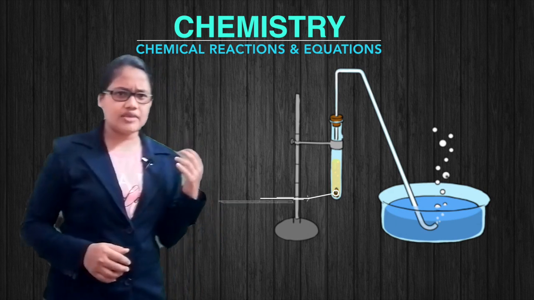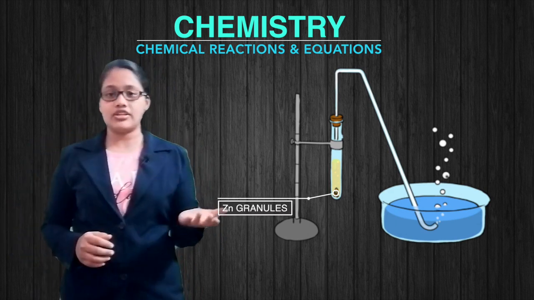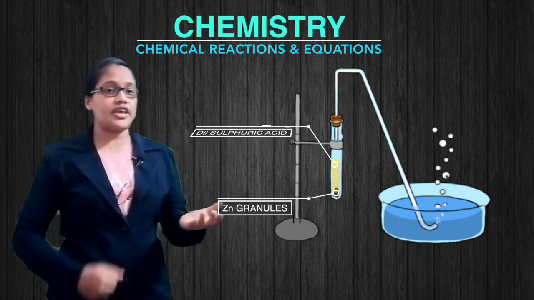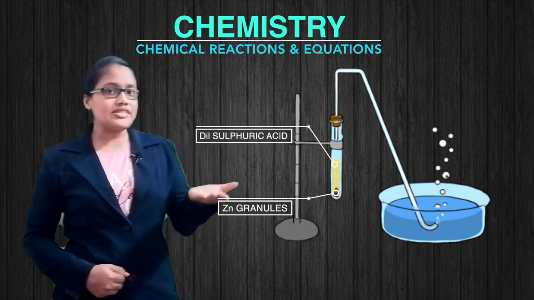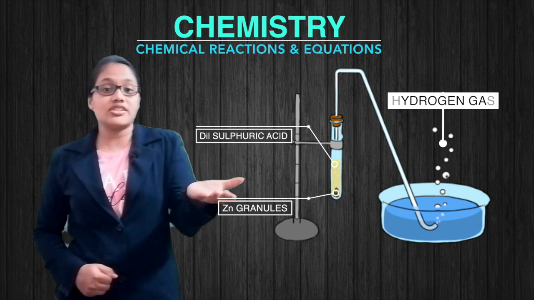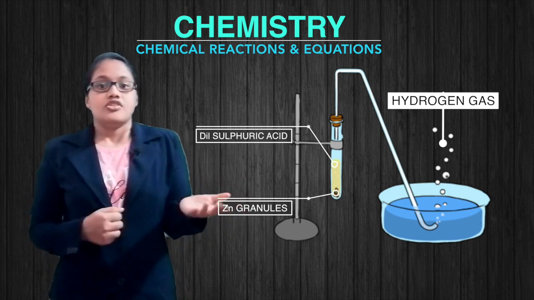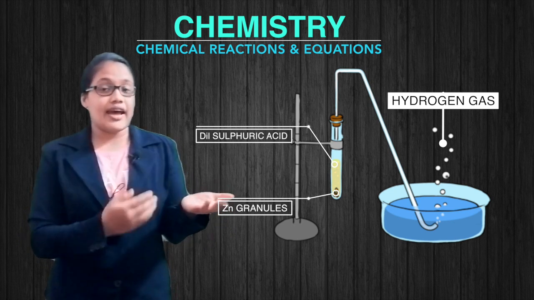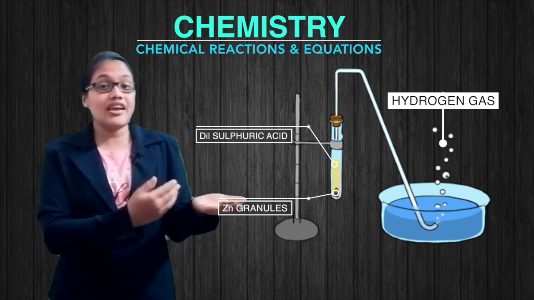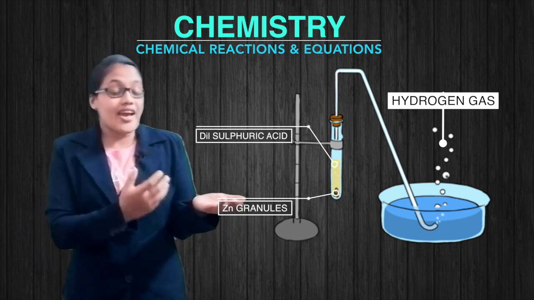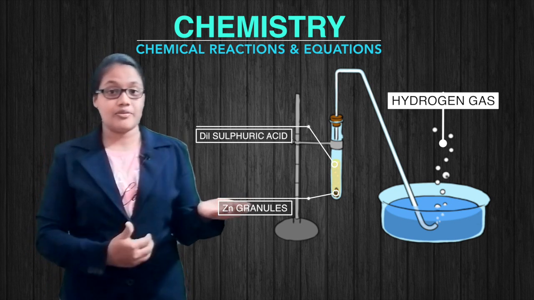So if we take some zinc granules in a conical flask and add some dilute sulfuric acid into it, we will see bubbles of hydrogen gas coming from the solution. So we can say that by seeing these bubbles coming out of the solution, a reaction is taking place.